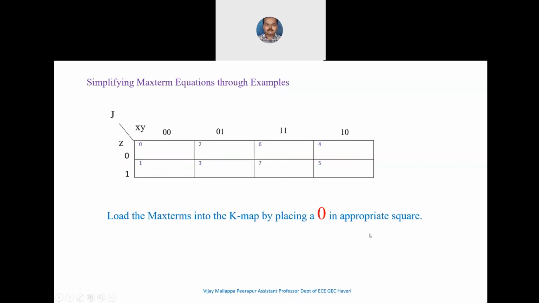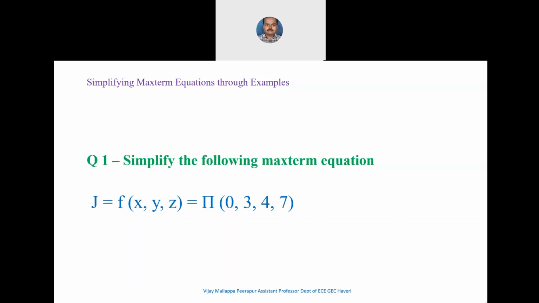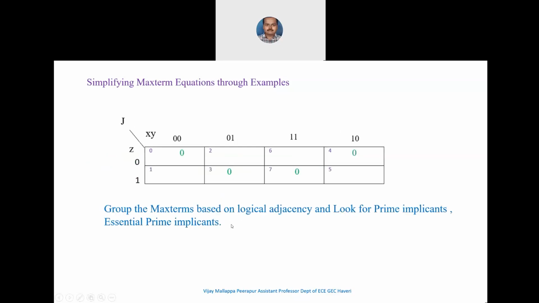Now load the max terms into the K-map by placing a 0 in the appropriate square. In which appropriate square do you place 0 here? Which is given in the equation: 0, 3, 4 and 7, right? For these max terms j is 0. Accordingly, what we have done here: decimal 0 is 0, decimal 3 is 0, 4 is 0, 7 is 0, right? What about the rest of the terms? We have 1, 2, 5 and 6. All these are equal to logic 1 here, right?